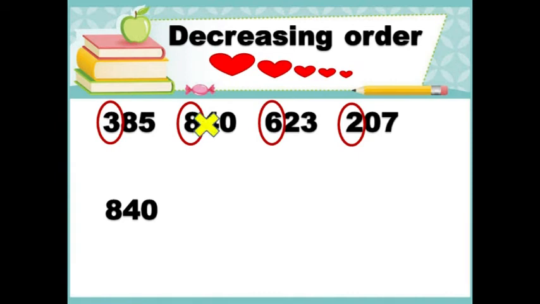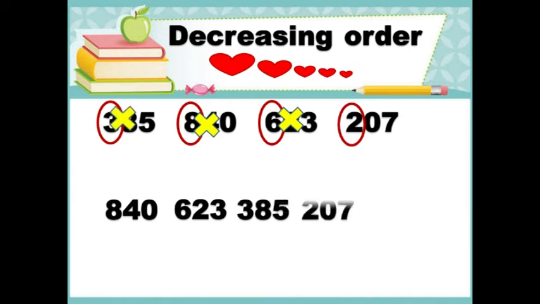Next one is the number, is it 6, 2, or 3? Very good. It is 6. So we write 623. Another one, which among the two is bigger, 3 or 2? Very good. 3 is bigger than 2. So we write 385. And the last one, we write 207. So we have here in decreasing order 840, 623, 385, and 207.